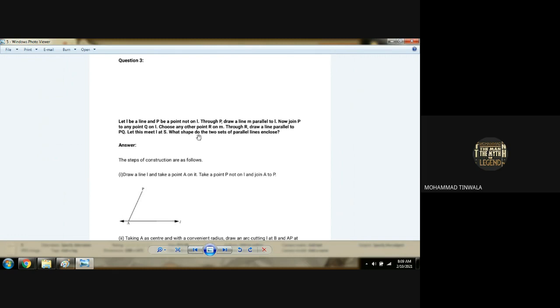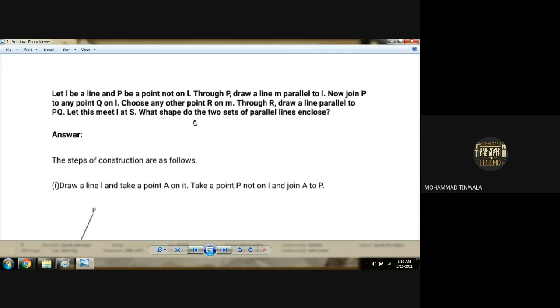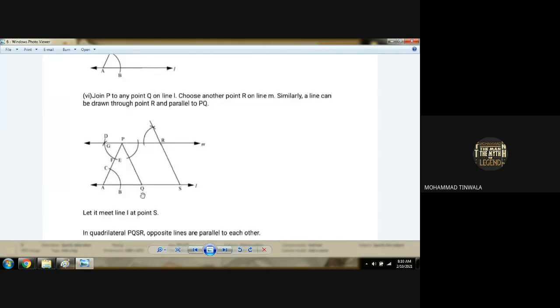And what shape do two sets of parallel lines enclose? What shape was it that we constructed? We took Q over here only. We did nothing else. This line was not there. Are you getting it? Do you remember our construction, girls? Yes, sir.